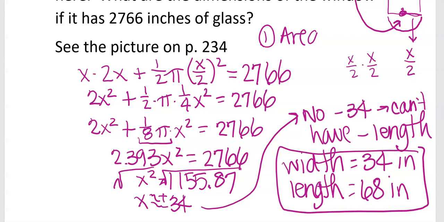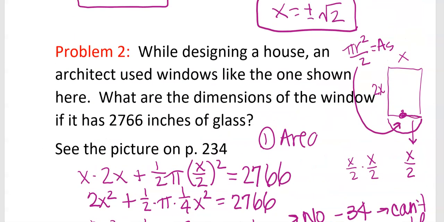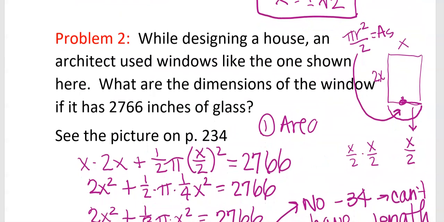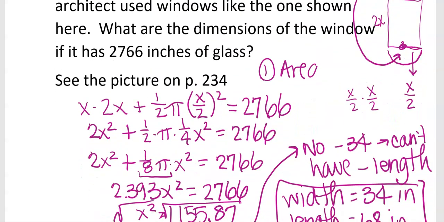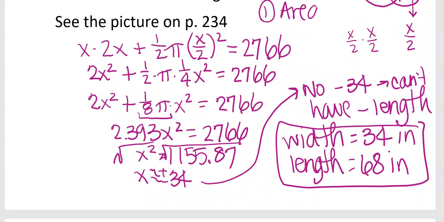Yeah, that's all we need. Now, they go into more detail. They say the semicircular top has a radius of 17. They didn't really ask us that, did they? They just said dimensions of the window. I guess we could put it in there if we wanted to. Radius equals 17. Because it's 34 all the way across, the radius would be halfway across.